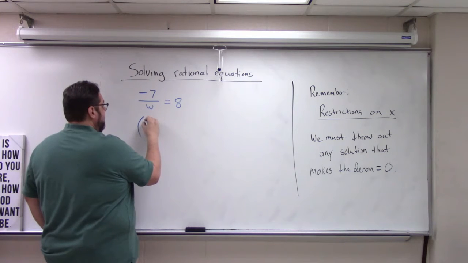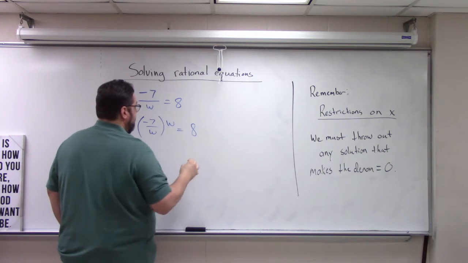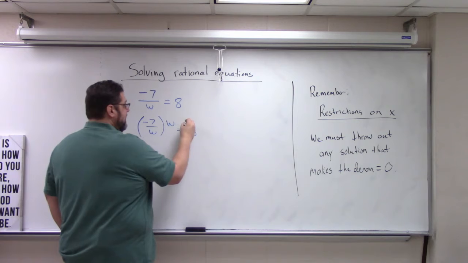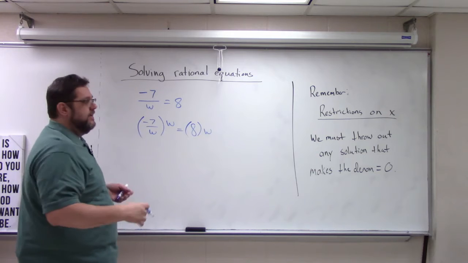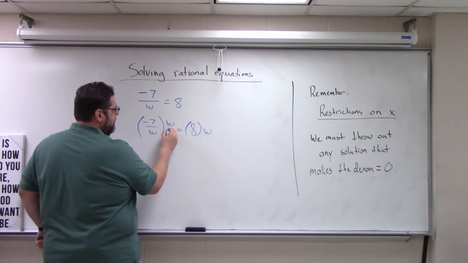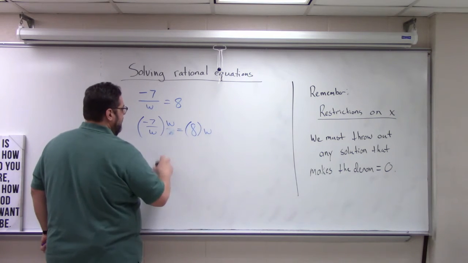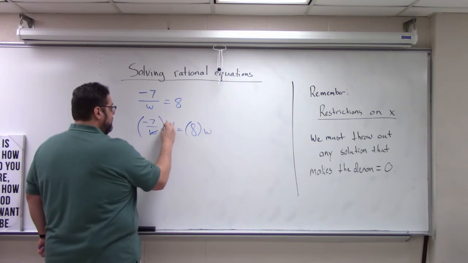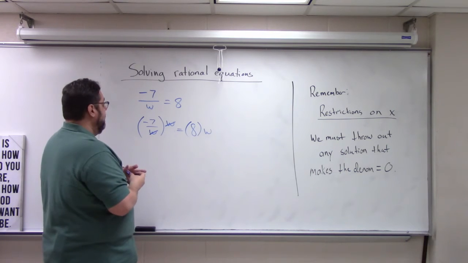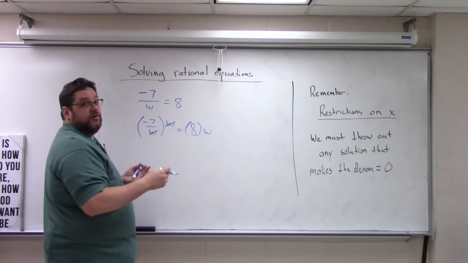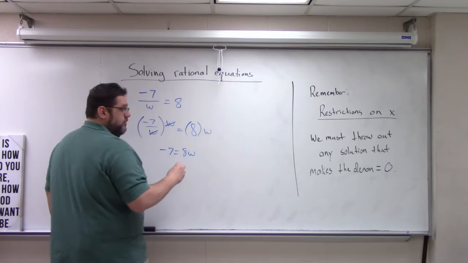So I'm going to say negative 7 over w, multiply that by w. That's equal to 8. Now what I multiply on one side, I also have to multiply on the other. So I've multiplied everything by w. All right, negative 7 over w times w. Remember, this is kind of like w over 1, but we don't usually write the over 1 part, but we can think about it that way. So then these w's cross out, because just like with simplifying and multiplying, we have the same term on top and bottom, so we can cross those out. And we're left with negative 7 equals 8w.